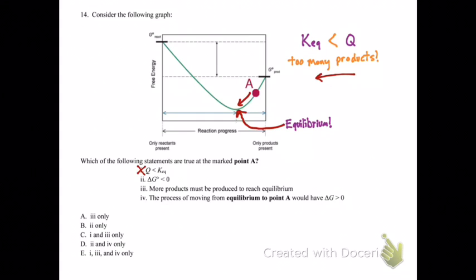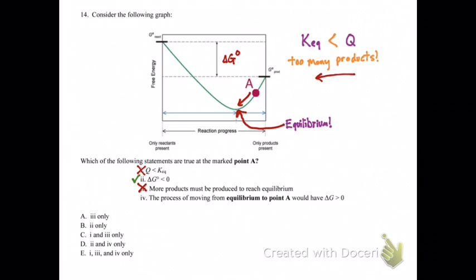Delta G standard is less than 0. Okay. So delta G standard is the energy difference of pure products minus pure reactants. So the products minus reactants rule, which means delta G standard is represented by this arrow right here. As we can see, this is a negative value. The products are lower in free energy than the reactants. So delta G standard is indeed negative. I like that one. The next statement says more products must be produced to reach equilibrium. No, we already have too many products. We need to make more reactants to reach equilibrium.